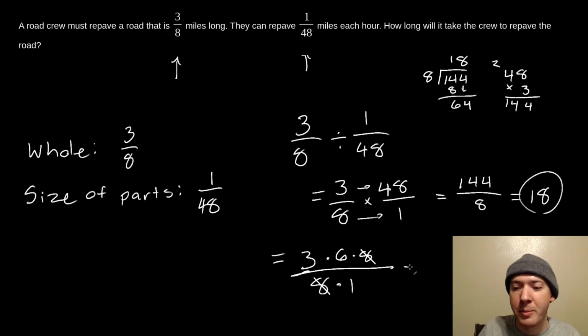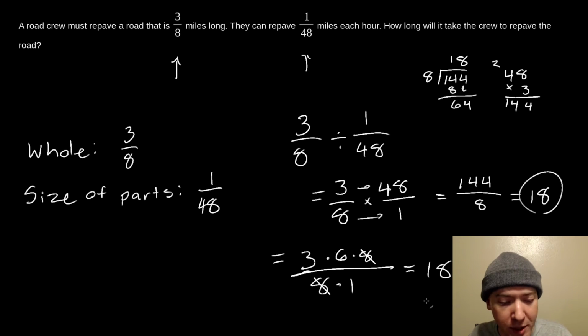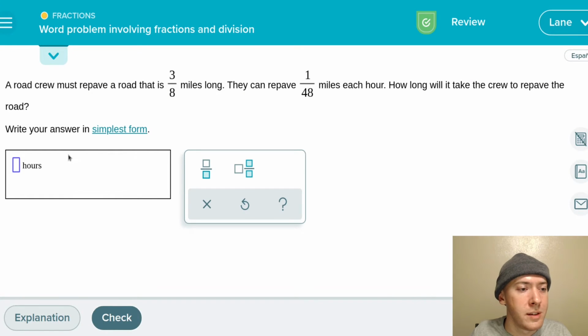And so this problem is just 3 times 6 divided by 1. And 3 times 6 is 18, right? So we should get 18 either way. Let's go back over to Alex and check that that answer is correct.